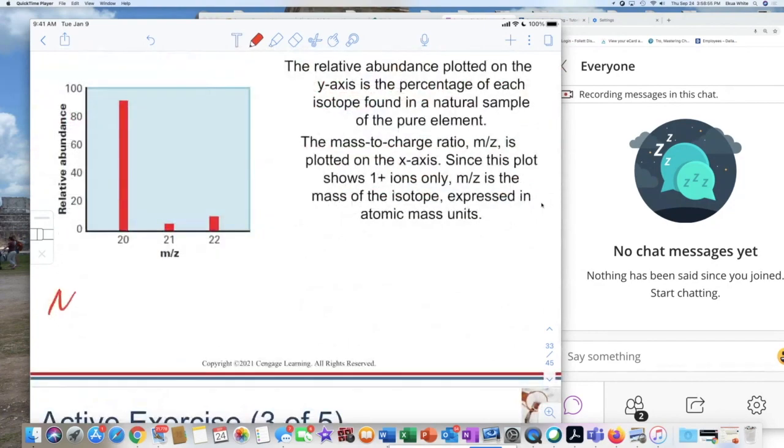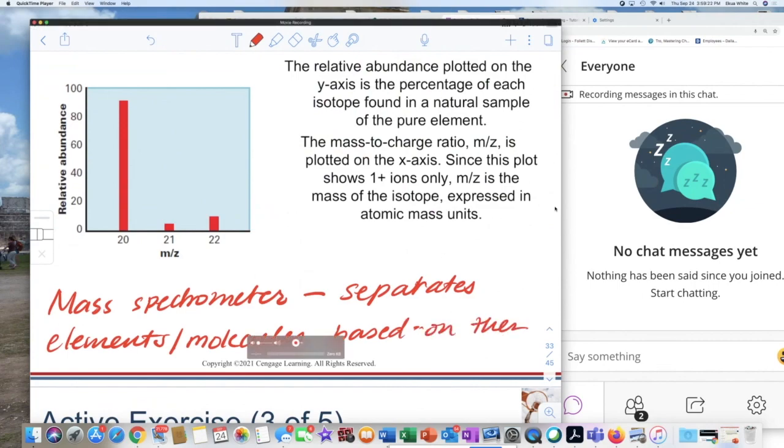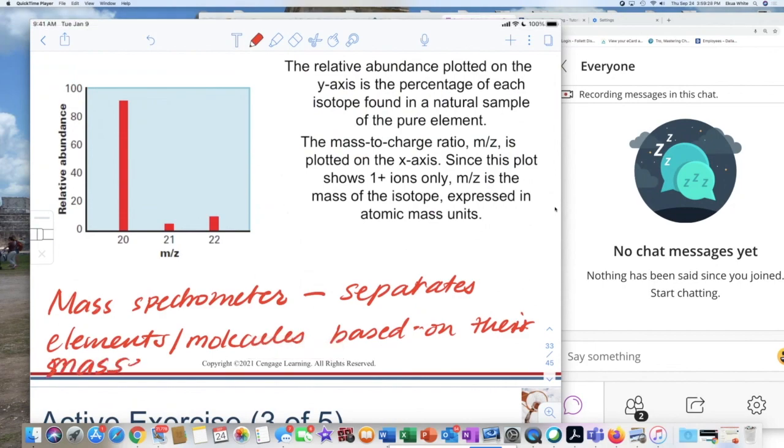So the mass spectrometer separates elements or even molecules, just chemicals in general, elements or molecules, based on their masses. So it separates them based on their masses, and then it counts them. So it doesn't just separate, it separates and counts.